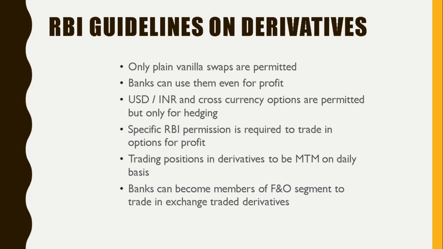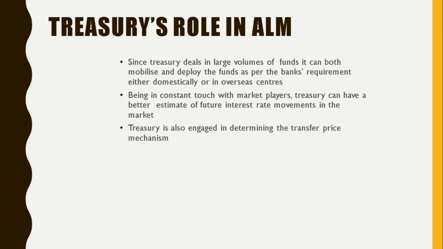Now, RBI guidelines on derivatives: only plain vanilla swaps are permitted. Banks can use them even for profit. US dollar, Indian rupee, and cross currency options are permitted but only for hedging. Specific RBI permission is required to trade in options for profit. Trading positions in derivatives are to be MTM on a daily basis. Banks can become members of the FNO segment to trade in exchange derivatives.